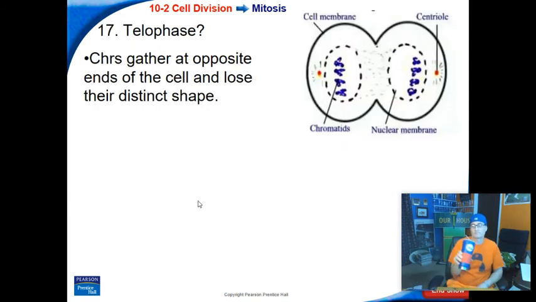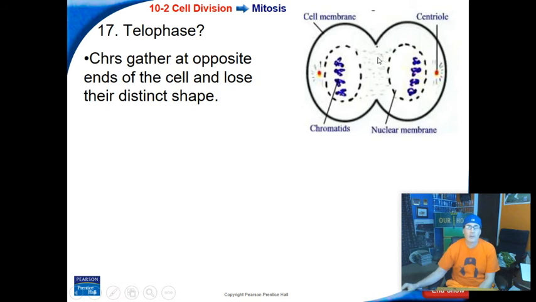Telophase. That's when the chromosomes gather at opposite ends of the cell and they lose their shape, so they start to convert back into chromatin. And again, we're now not calling these sister chromatids. They are no longer related. They are individual chromosomes in each new cell. You start to see the cell pinch. Animal cells do this. Plant cells do something a little bit different.